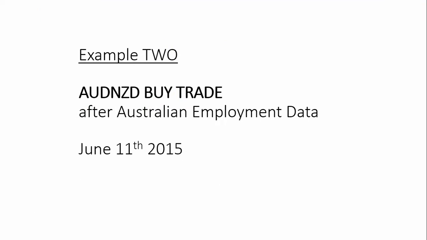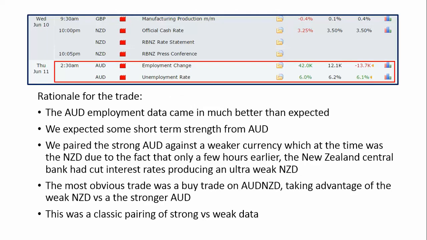Okay, so example 2. An Aussie Kiwi buy trade after the Australian employment data, and this took place on June the 11th, 2015. Why were we trading this particular currency pair? Why were we buying it? So let's go through the rationale again.